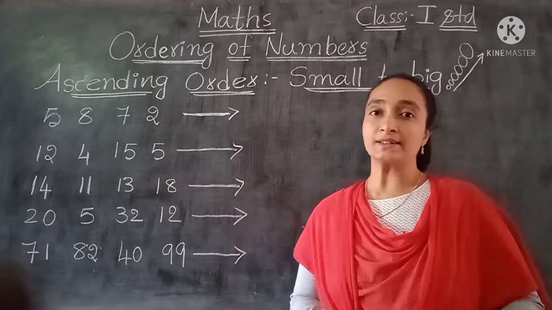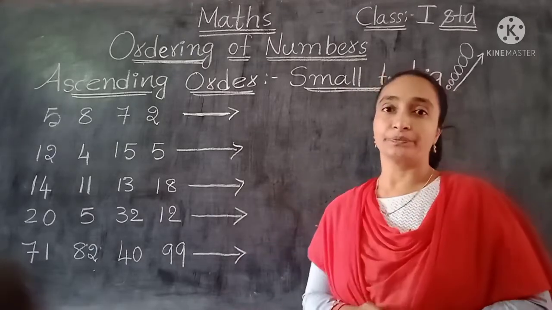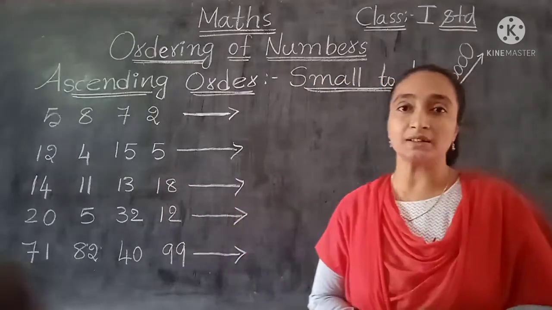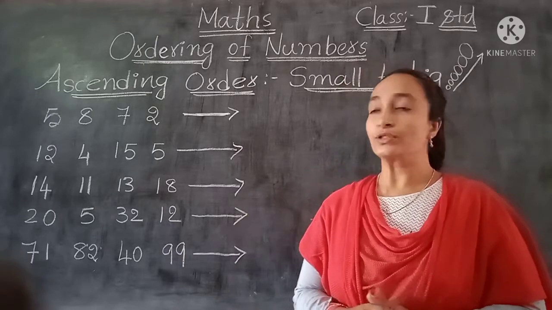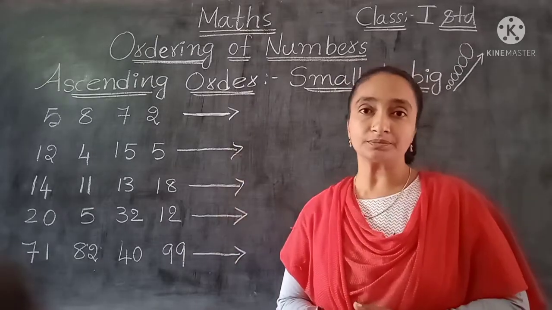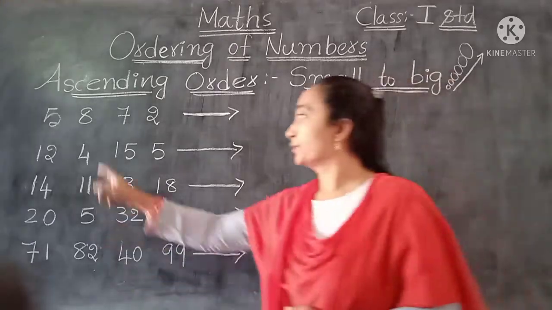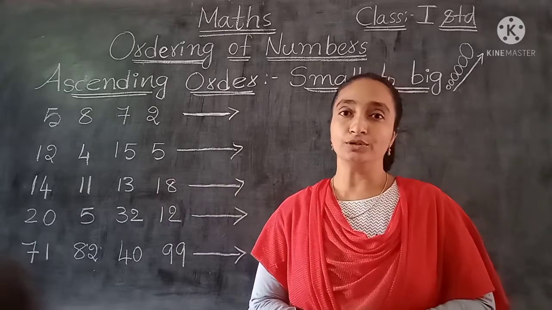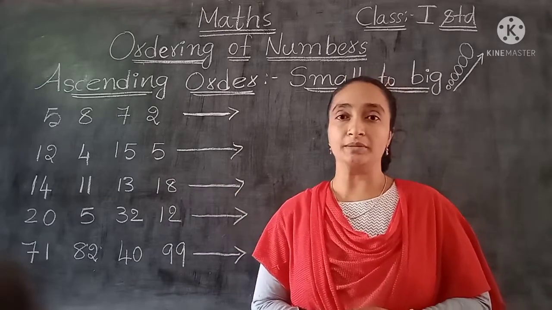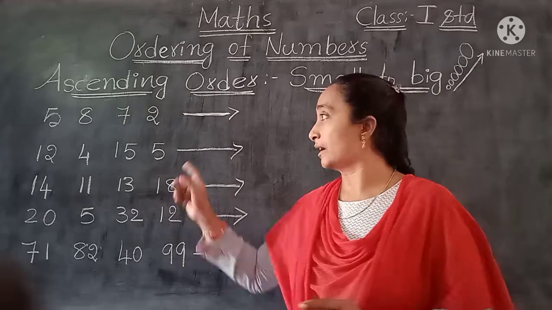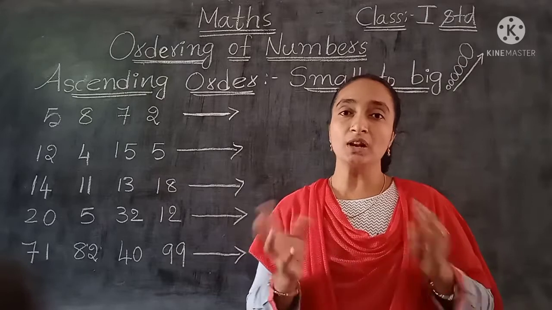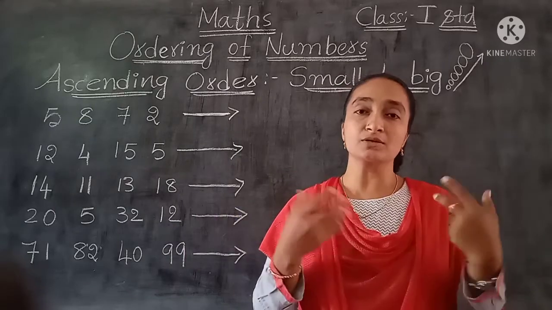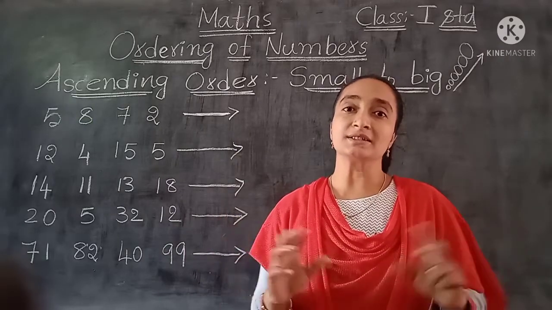Okay children, now let us see this with ascending order. Here they have given some numbers, and we have to arrange them in ascending order. So children, are the numbers in correct order? No. See here, 5, 8, 7, 2. They are not in correct order. Now we have to write them in correct order. All these numbers are jumbled. First number, second number, last number in the middle, like that they have given.